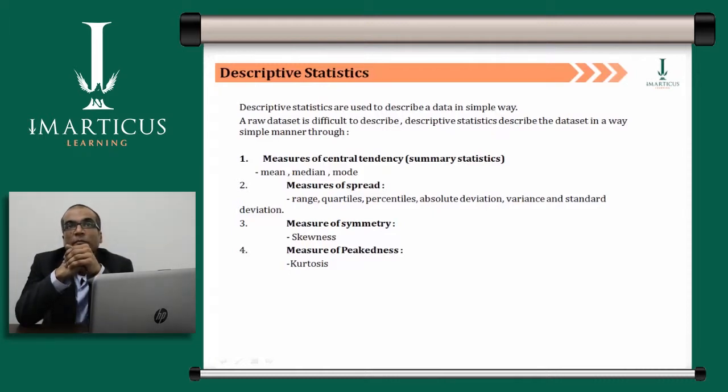And then it's measures of spread, which is also called measures of dispersion, wherein you have range, quartiles, percentiles, deviations, variance, and standard deviation. Then you have measures of symmetry and measures of peakedness. So we'll talk more about this as we go forward.